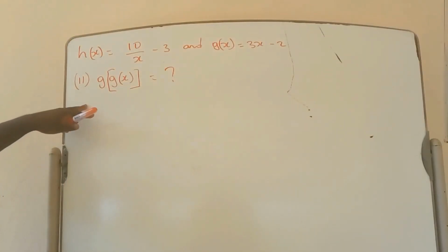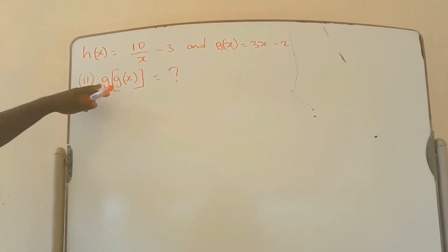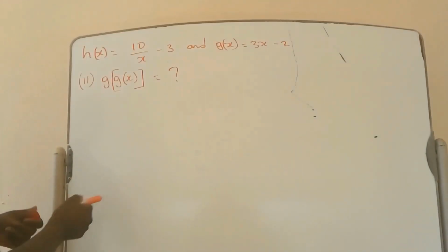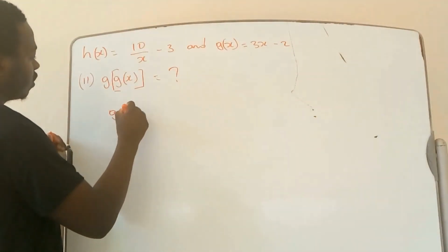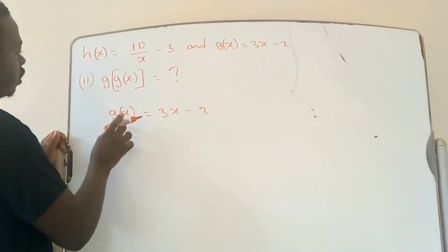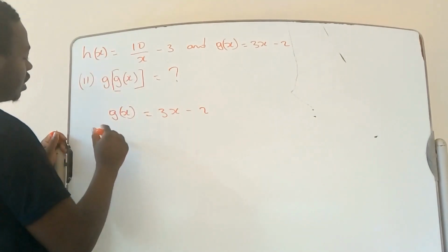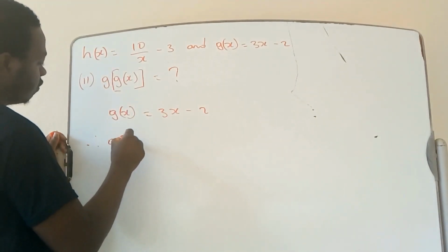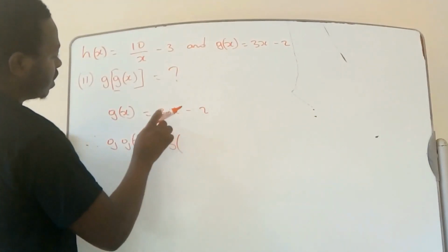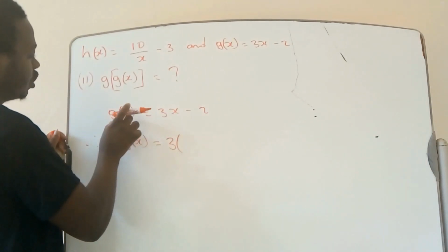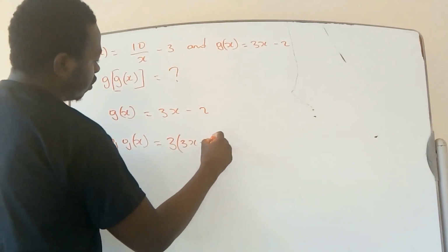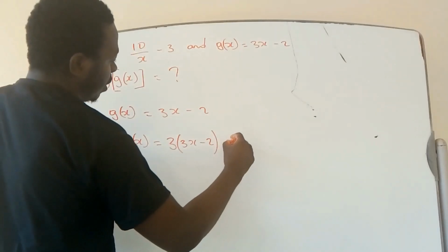Now to the final part of the question, it asks us for g of g of x, meaning that we are putting the function g of x into itself. So we know that g of x is equal to 3x minus 2, right? And we want to put g of x into itself. So therefore, g of g of x is equal to 3 times, wherever we see x, replace it with the function g of x. So this is going to be 3(3x minus 2) minus 2.